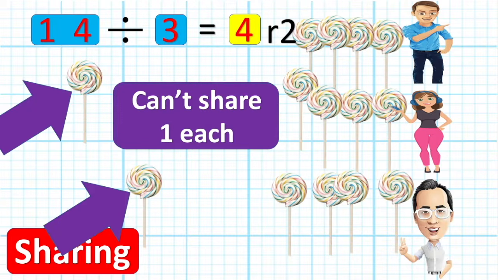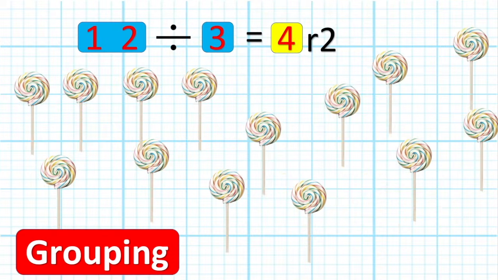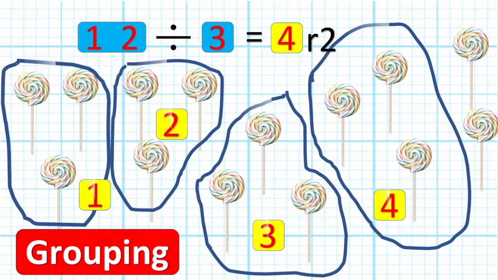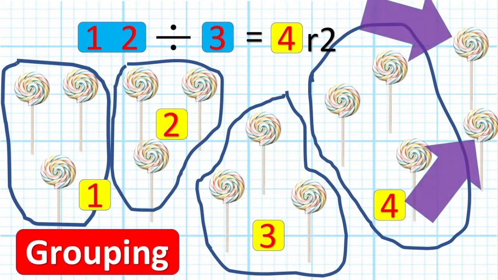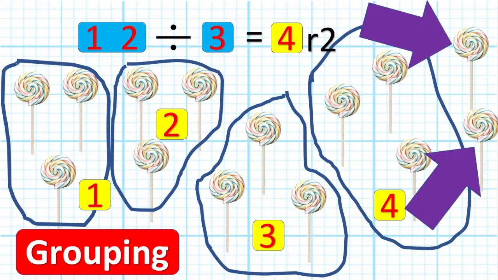If I try that with grouping, it would be the same thing. 3, 6, 9, 12, 4 even groups and 2 left over. Okay, 2 remaining. Now that's pretty straightforward with small numbers. We can easily share our lollipops out. Might take a little while, but we can do it. And I can group because I know my times tables, okay? But what happens if we get a bigger question?